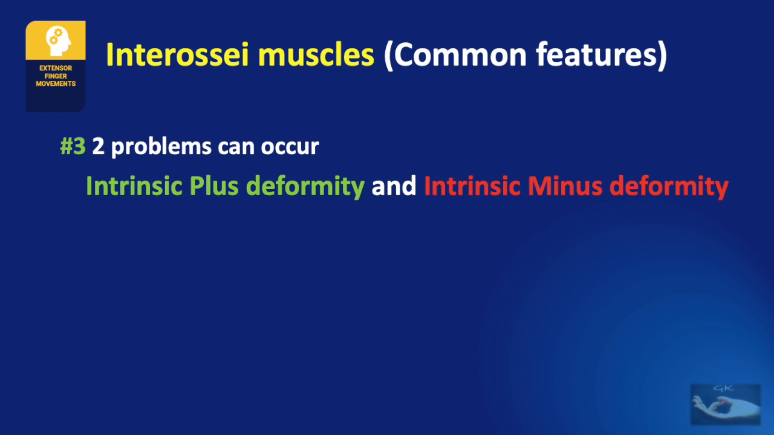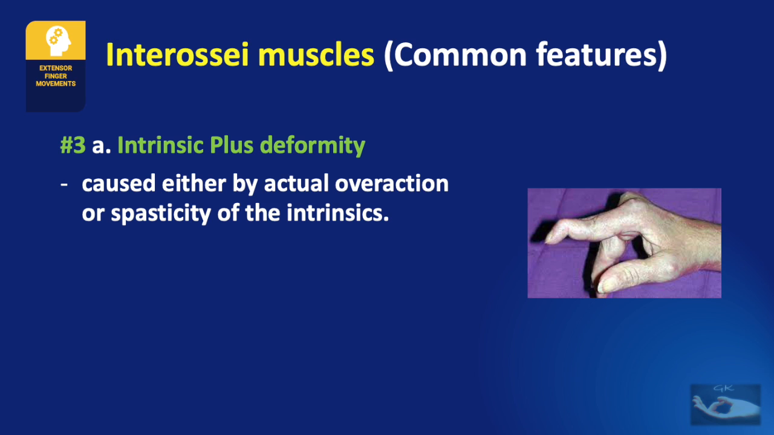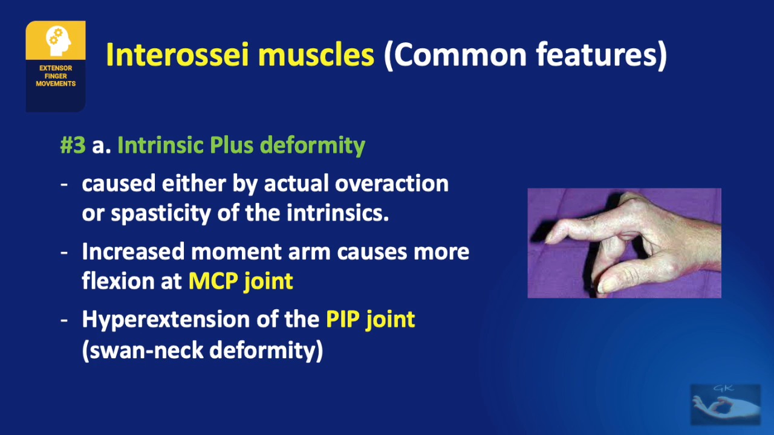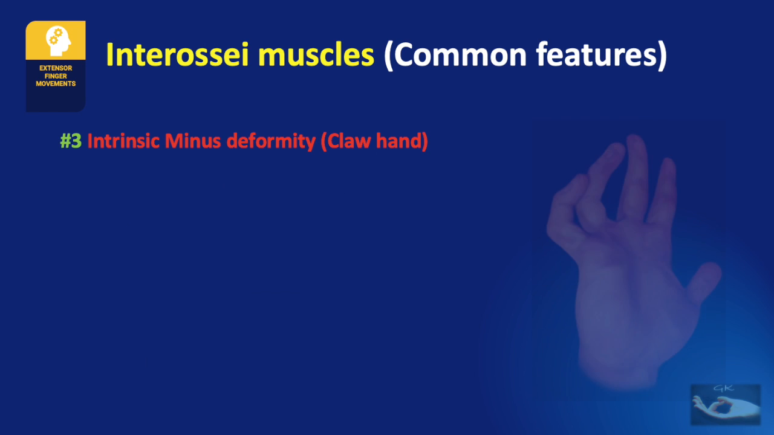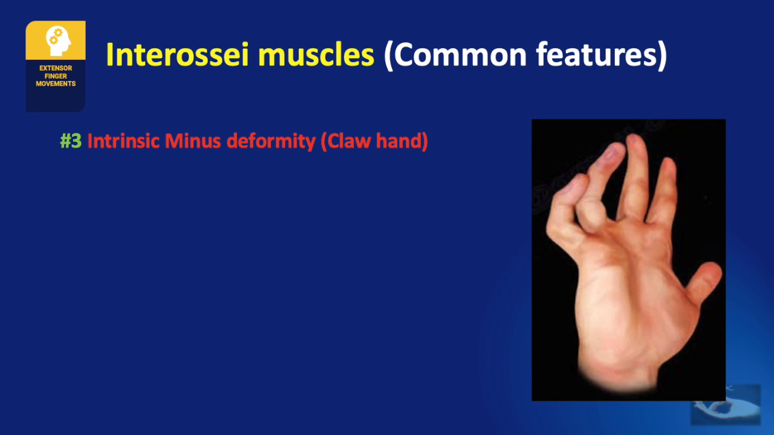Now these interosseous muscles can cause 2 biomechanical problems: the intrinsic plus deformity and the intrinsic minus deformity. The intrinsic plus deformity is caused either by actual overaction of the interossei or spasticity of the intrinsics. Increased moment arm causes more flexion at the metacarpophalangeal joint and hyperextension at the proximal interphalangeal joint, otherwise known as the swan neck deformity. When there is a paralysis of the intrinsics including the interossei muscles, a claw hand develops.